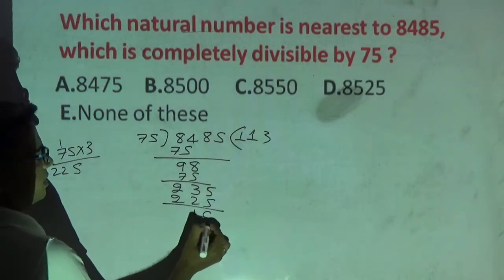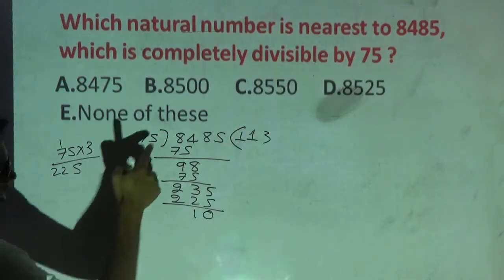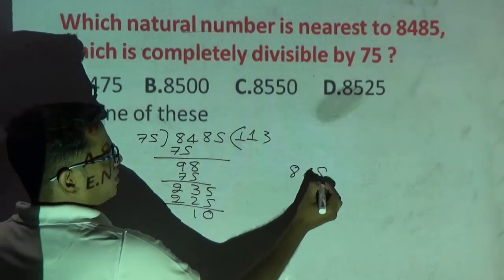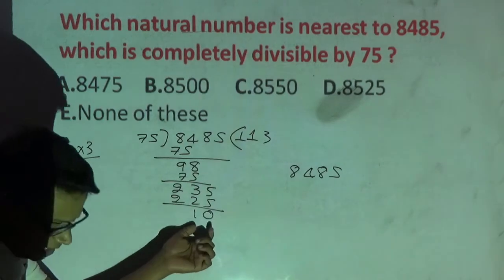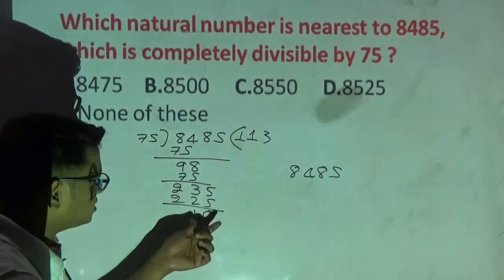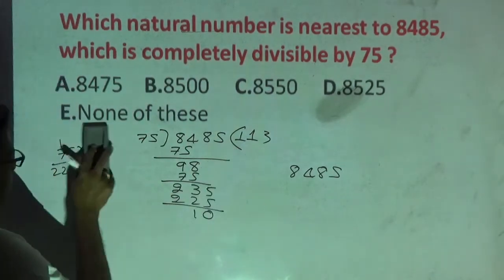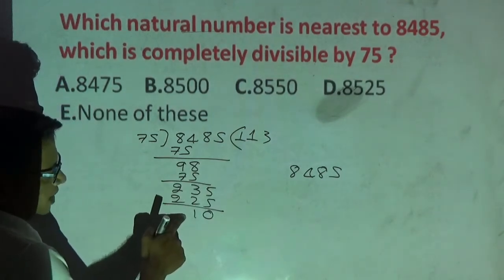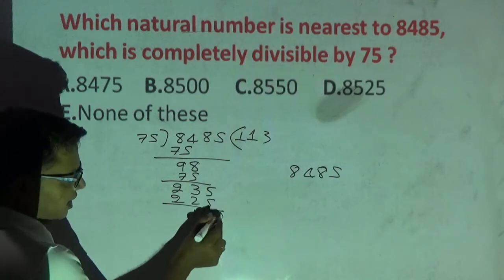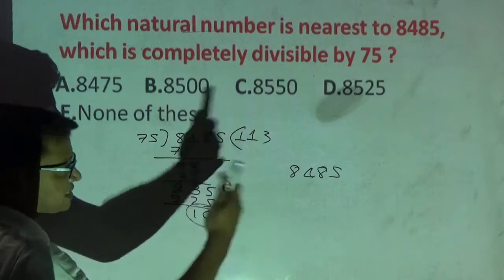225. What is the remainder? 10. Therefore, I came to know that 8485 is not completely divisible by 75 because I got the remainder 10. If there is zero remainder, then it would have been completely divided, correct? Completely we can divide. If I got zero remainder... this remainder 10 is telling this number is in excess by 10.